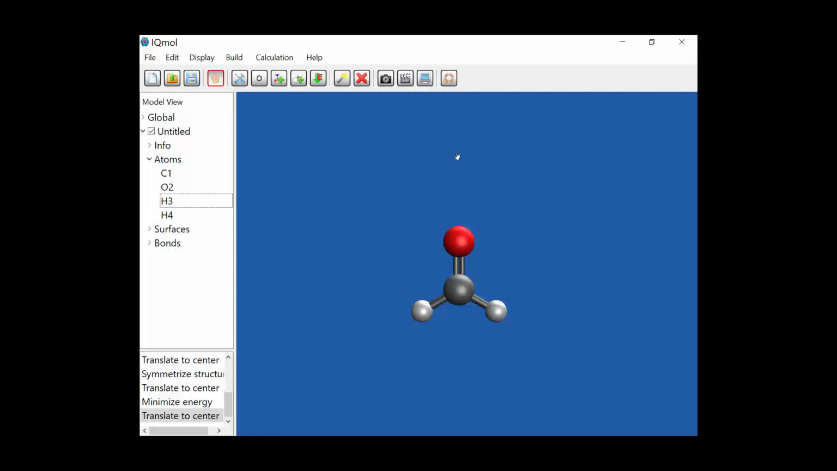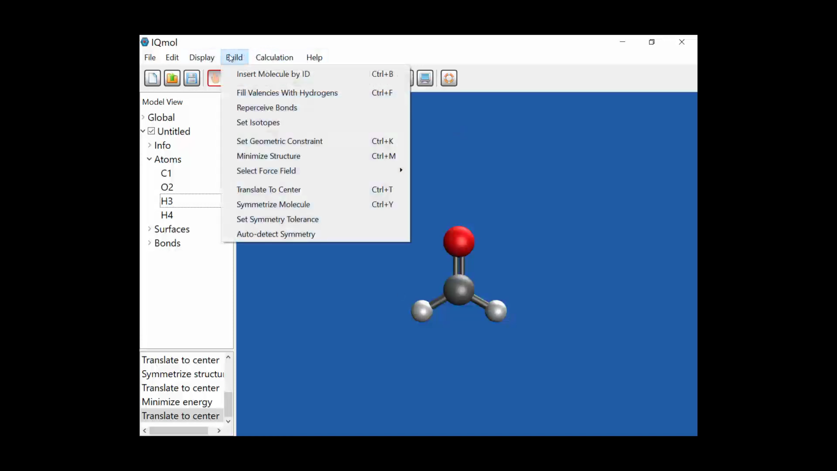So in IQmol, you can actually change the type of force field that you're using. If you go to the Build menu, there's an option to select the force field, and you can see that UFF is currently selected. Of the others, MMFF94 and MMFF94S are very similar, with just some differences in how nitrogen atoms are treated.